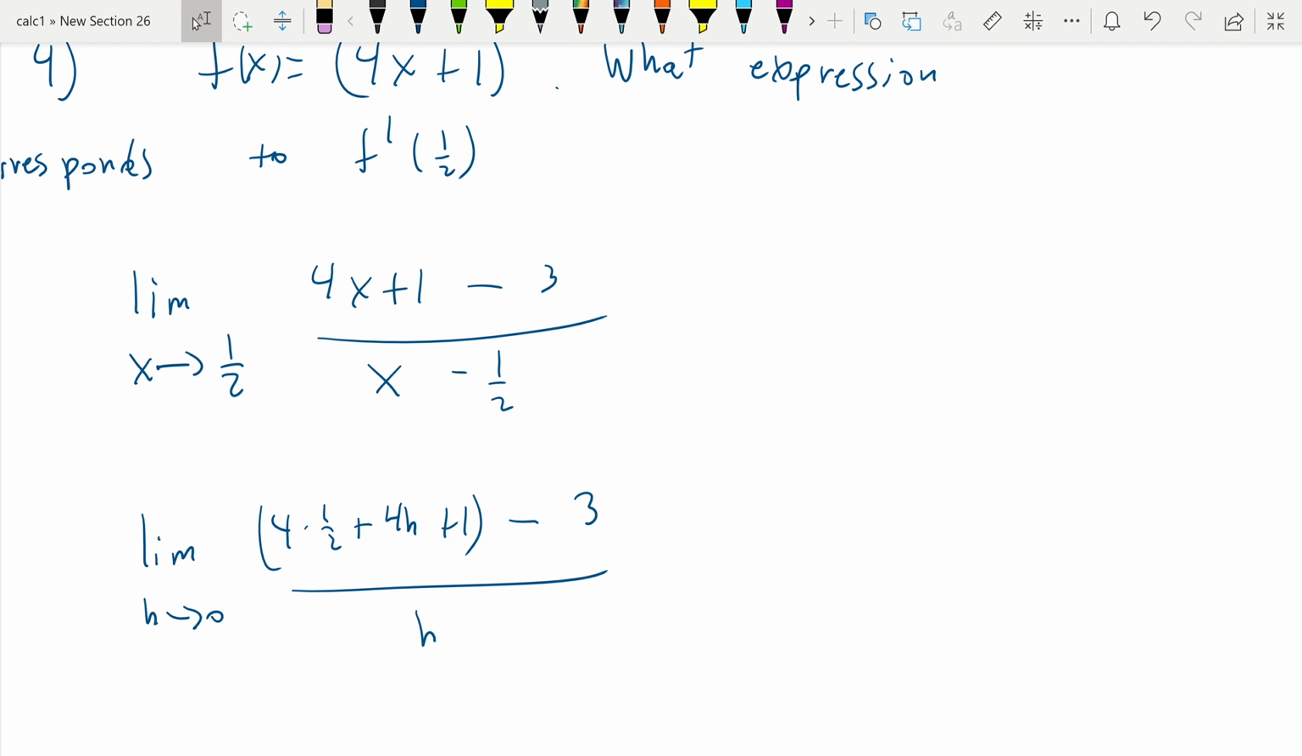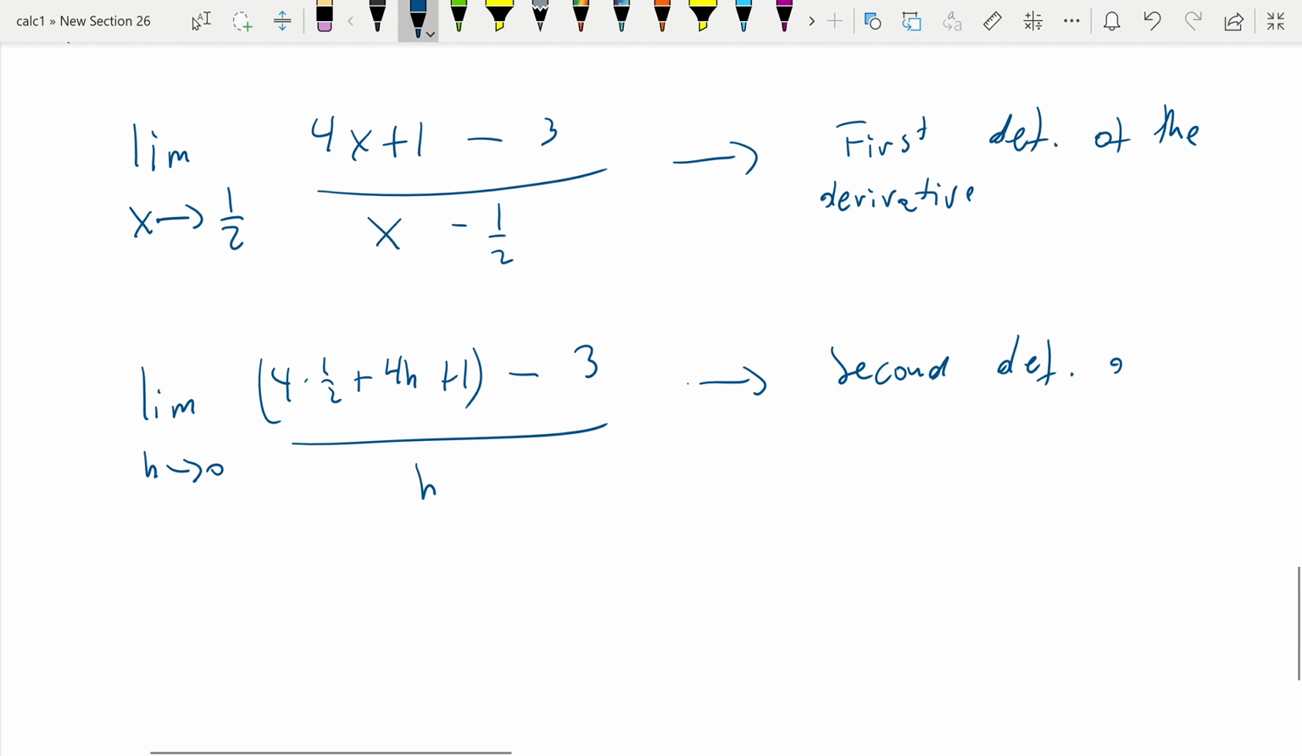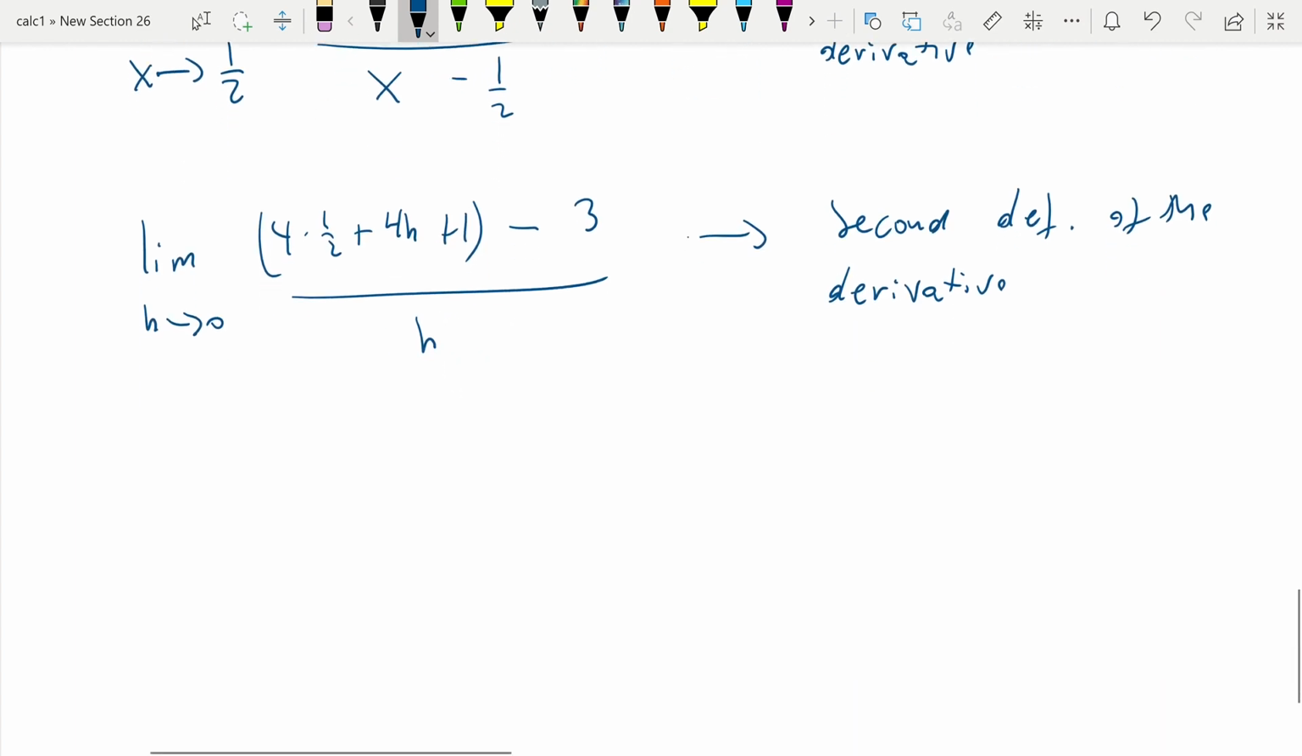Well, the answer is both of them. This is just the definition of the derivative. And this is the second one, the second definition of the derivative. So the answer is both.